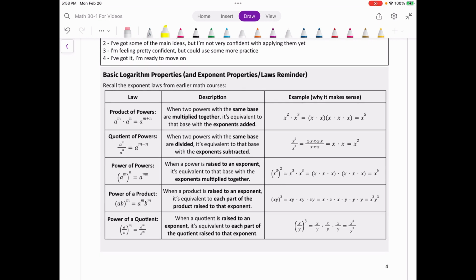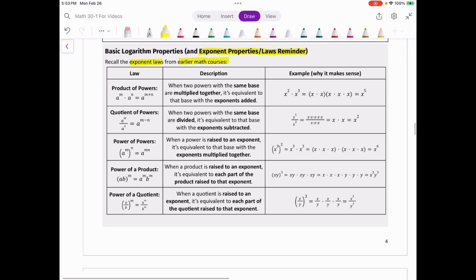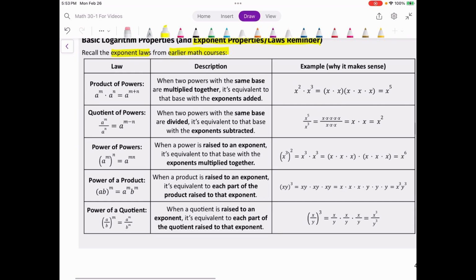So before we look at some basic log properties, because they're actually very closely related, they're just like the logarithm version of the exponent properties or the exponent laws, okay? We're going to do a quick reminder of our exponent laws. We've seen these many times in our math courses, but let's do a quick refresher because the log laws, or the log properties, I should say, are very closely related to them, okay?